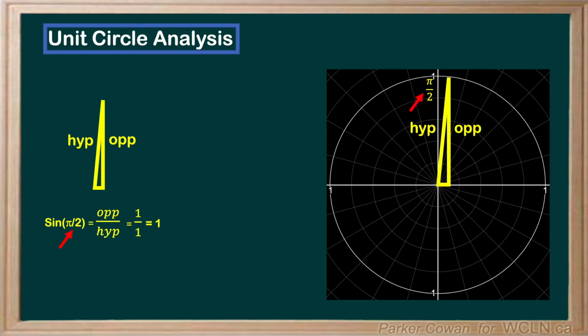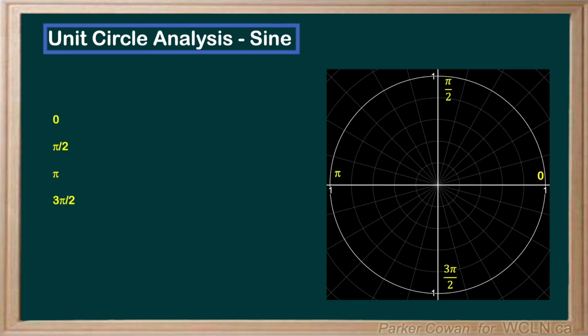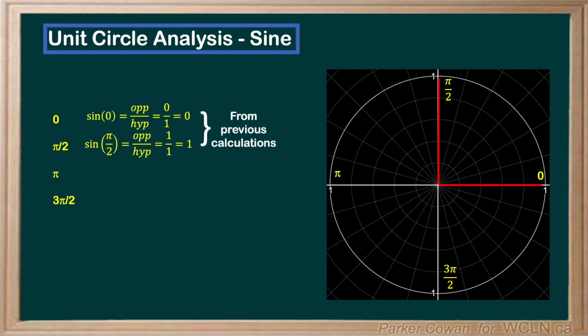We can also find the cosine of this angle, with our adjacent side being equal to 0 and hypotenuse again being 1. This is going to give us 0 over 1, which is 0. Putting all this together, we can then find the corresponding sine values for the remaining points on the unit circle. Filling in what we already know, we can write our values for sine theta and sine pi over 2.